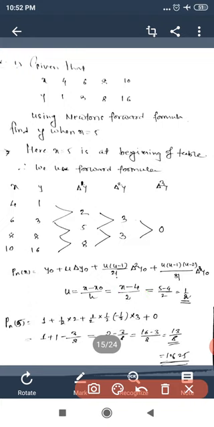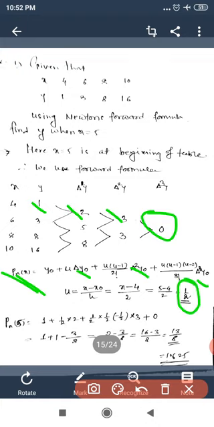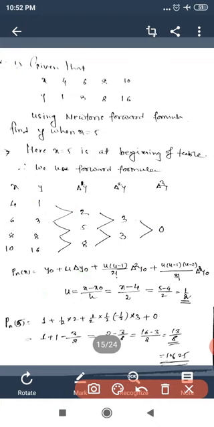Now substitute all values in this polynomial. What is the value of y0? It is 1. Del of y0 is this, del square of y0 is this, del cube of y0 is this value. Substitute all values. u is equal to 1 by 2. If you put all values in this polynomial, we get f of x at x equal to 5. If we simplify this, we get 1.625.